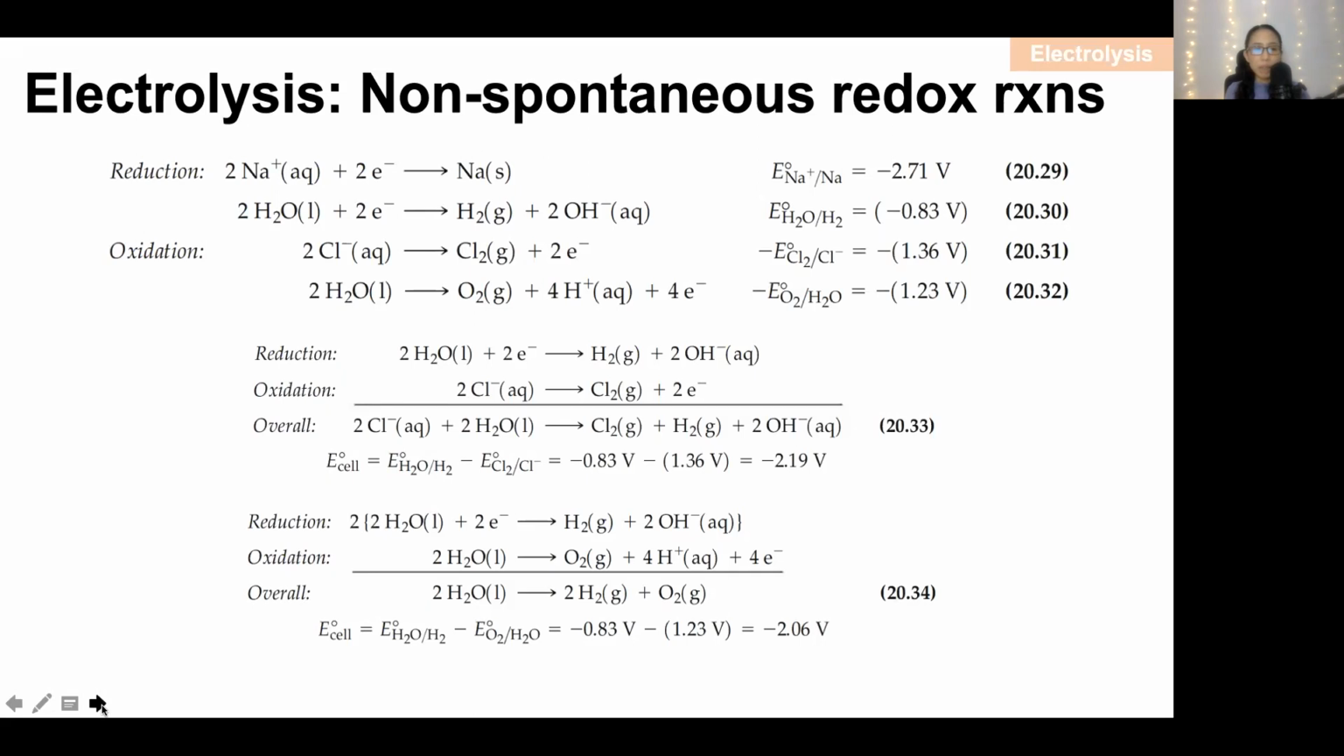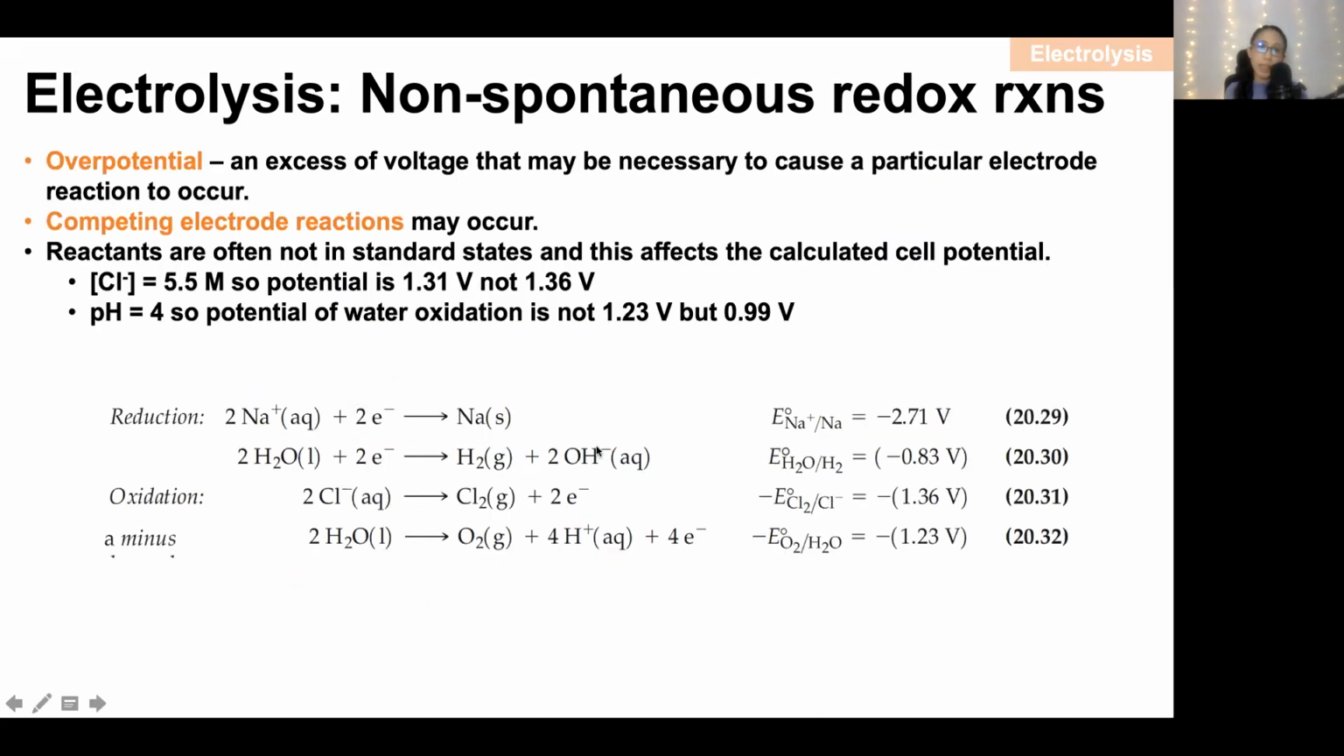Okay? Now, aside from those two factors, yung overpotential and yung competing electrode reactions, there's also the fact that your reactants are not in their standard states. So this also affects your cell potential, the calculated cell potential. So, for example, in typical industrial electrolysis of sodium chloride, the concentration of your chloride ions is 5.5 molar. It's not 1 molar. So the potential is 1.31, not 1.36. So ito, yung sa oxidation ng chloride ions, this is 1.31, not 1.36.